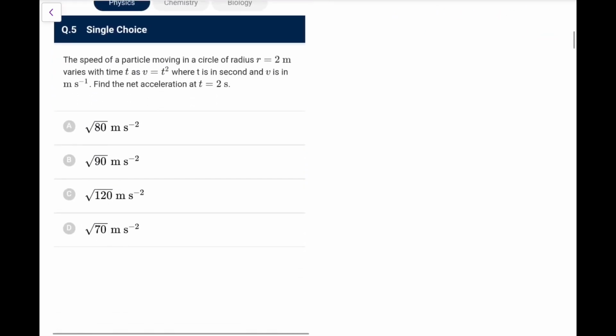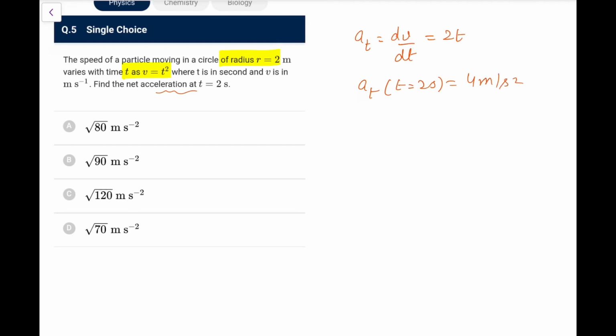Next, the speed of a particle moving in a circle of radius r equal to 2 meter varies with time as this. So speed is changing, non-uniform circular motion, t is in seconds, v is in meter per second. Find the net acceleration, so AC and AT. First of all, AT is simple rate of change of speed, not velocity, that is 2t. So the value of AT at 2 seconds is equal to 4 meter per second square. This is AT.